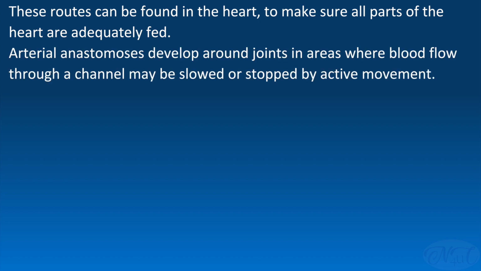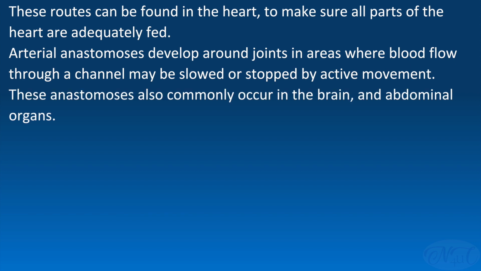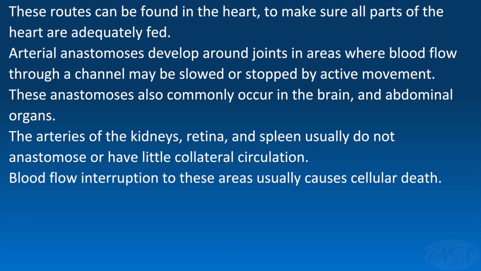Arterial anastomosis develops around joints in areas where blood flow through a channel may be slowed or stopped by active movement. These anastomoses also commonly occur in the brain and abdominal organs. The arteries of the kidneys, retina, and spleen usually do not anastomose or have little collateral circulation. Blood flow interruption to these areas usually causes cellular death.